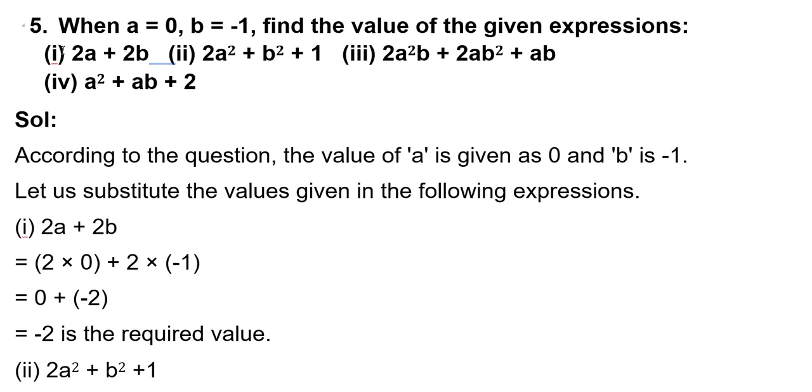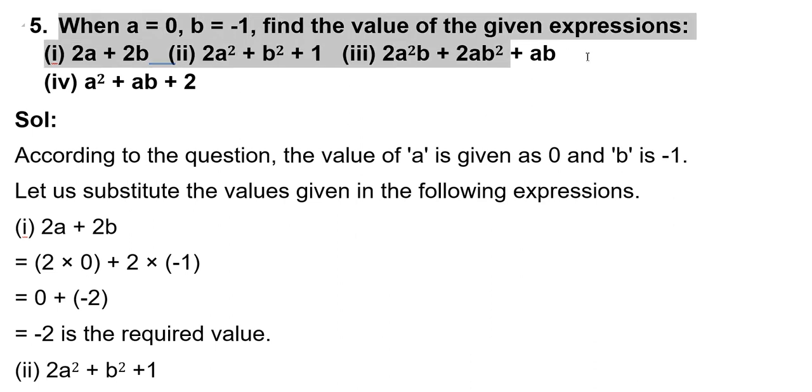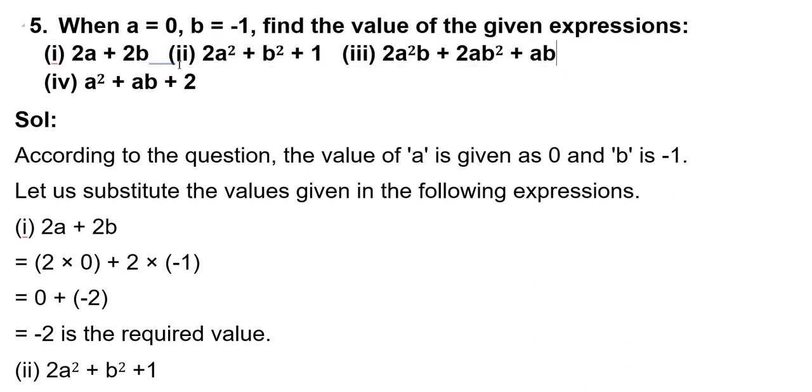Fifth problem: when a is 0 and b is minus 1, find the value of the given expressions: 2a plus 2b, 2a square plus b square plus 1, and so on, four problems. Solution: according to the given question, a is 0 and b is minus 1. Let us substitute the values. First one, 2a plus 2b, that is equal to 2 into 0 plus 2 into minus 1, that is equal to 0 plus minus 2, that is 0 minus 2, the required value.